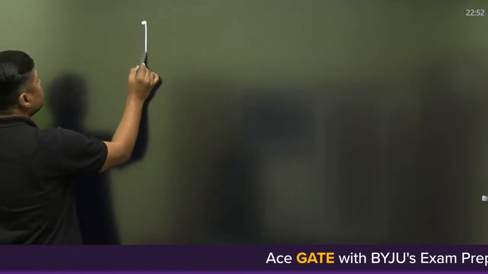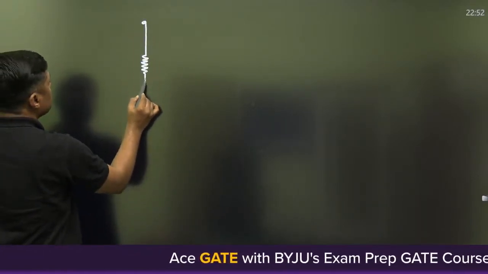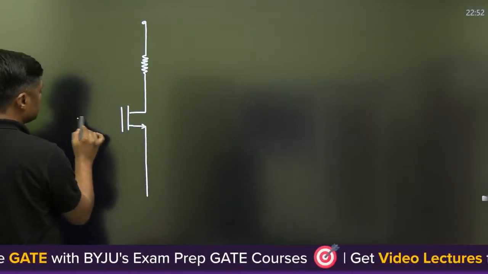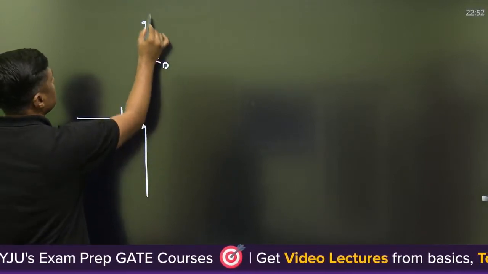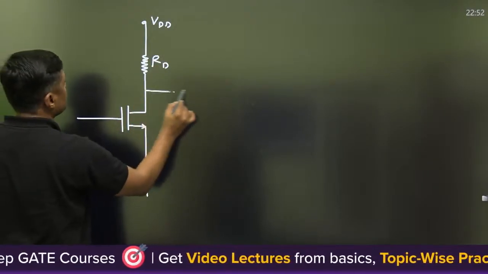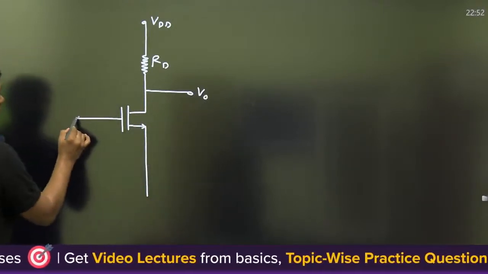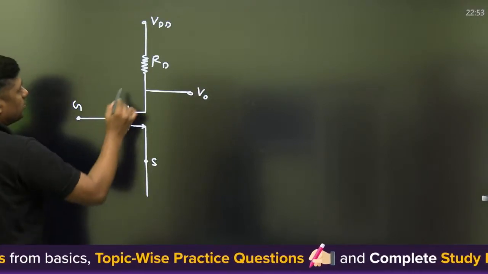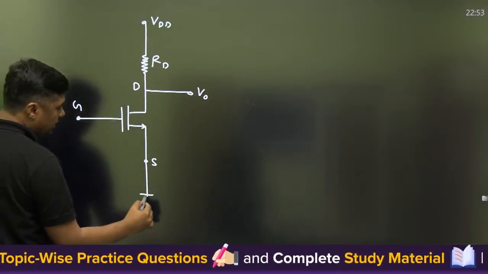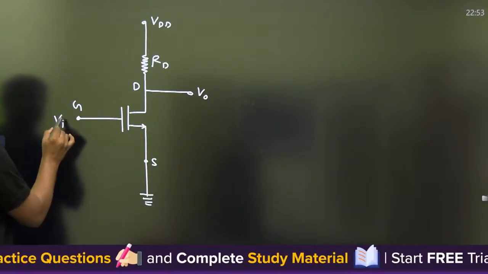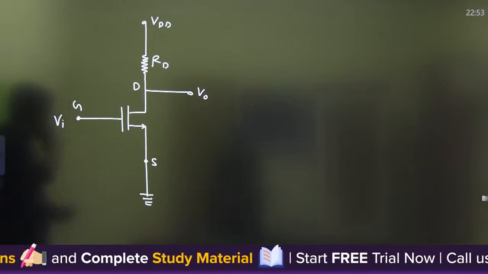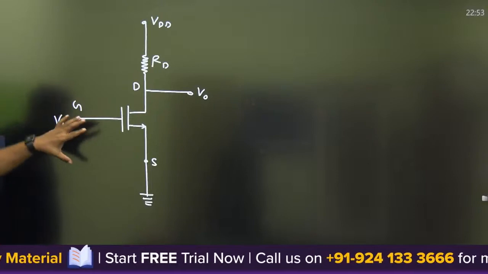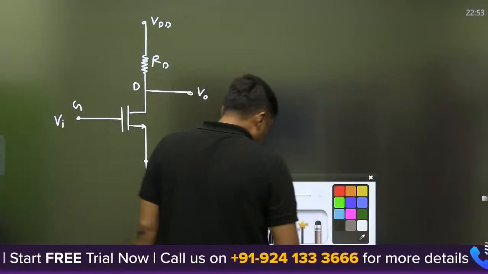This is the MOSFET. This is the gate terminal and this is the source terminal. Normally we are taking the output from the drain. Source is common, that's why it's called common source, and we are giving input to the gate terminal. Then you have to set the Q point. Where is the Q point? Go through the characteristics of the MOSFET.